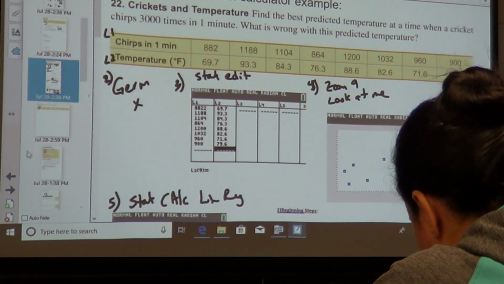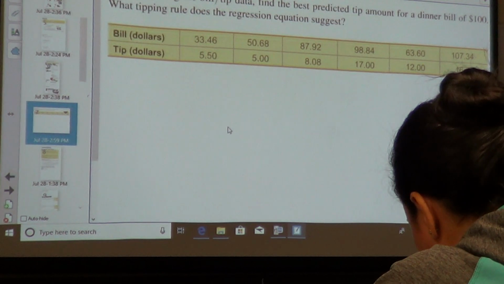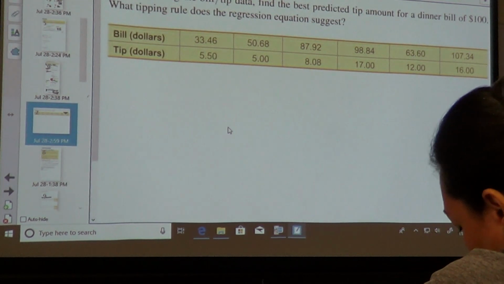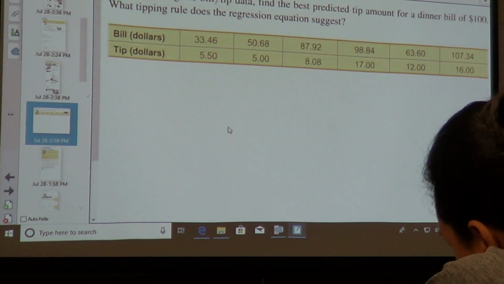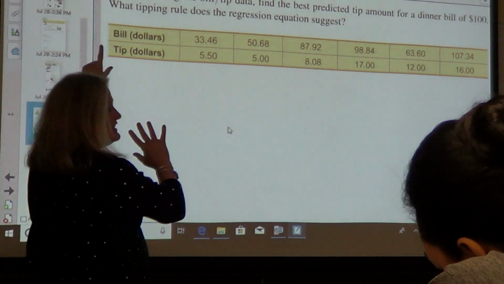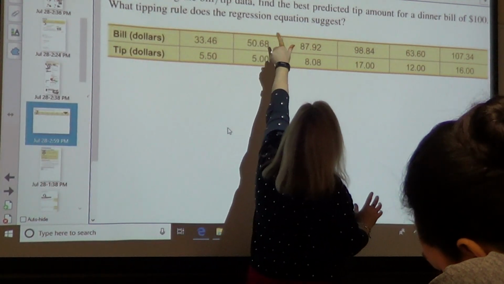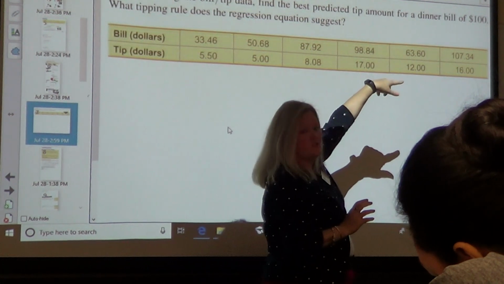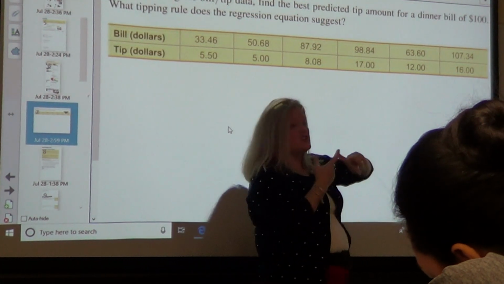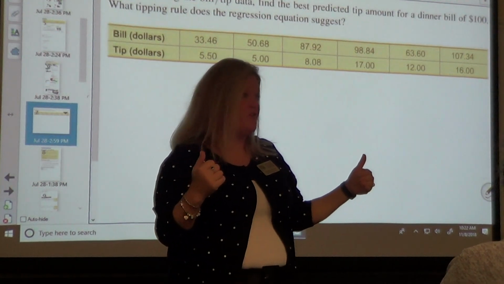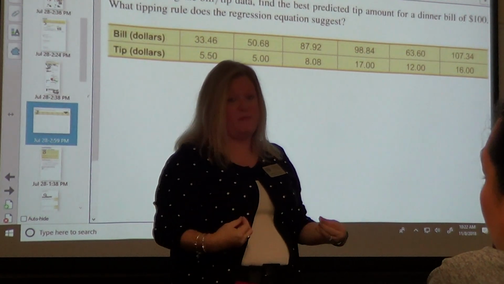All right, let's try another one. This one is talking about tips and bills. You're going to do it from start to finish, and your last step is to find the best prediction for a dinner bill of $100. You've got a Germex, y'all, because we have gone all out on our date. We have touched every part of everything, so you better Germex.